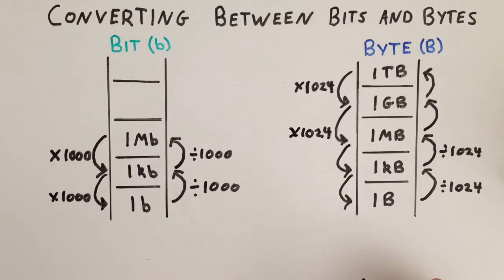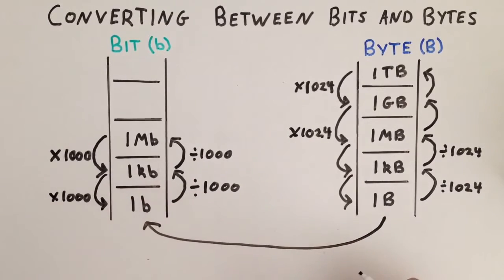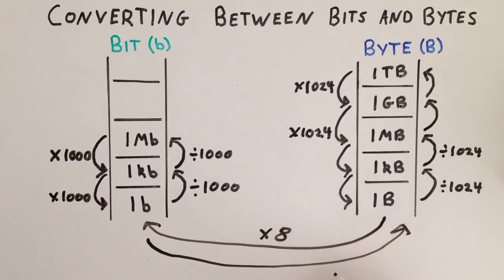So in order to cross between the two ladders, you must first be at the base of a ladder. If we're at the base of the bytes ladder, in order to cross over to the bits ladder, we multiply by 8, because there are 8 bits for every 1 byte. If you wanted to cross over the other way from the bits ladder to the bytes ladder, what would you need to do? Yes, divide by 8.